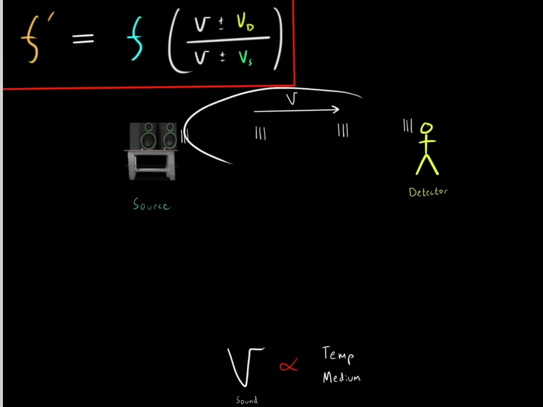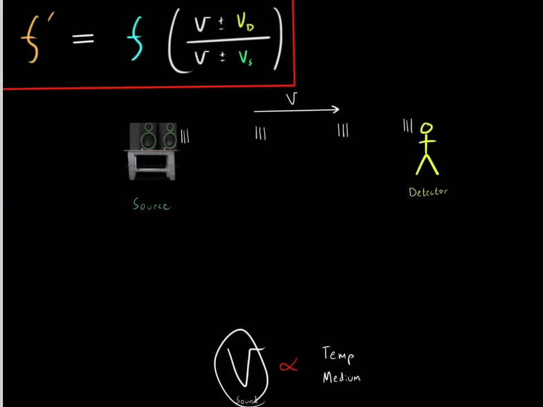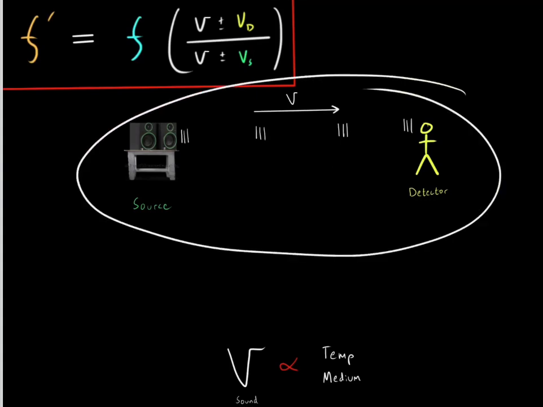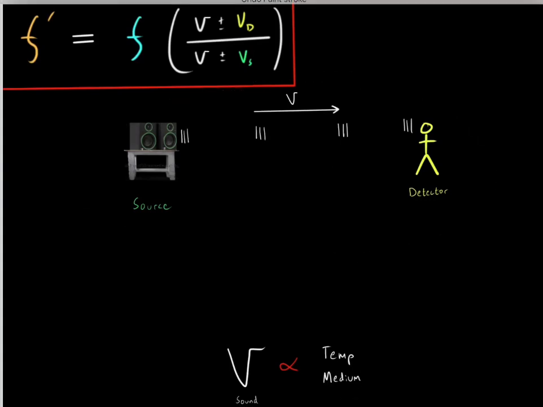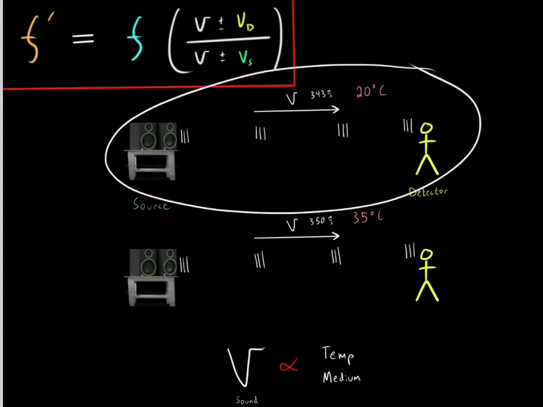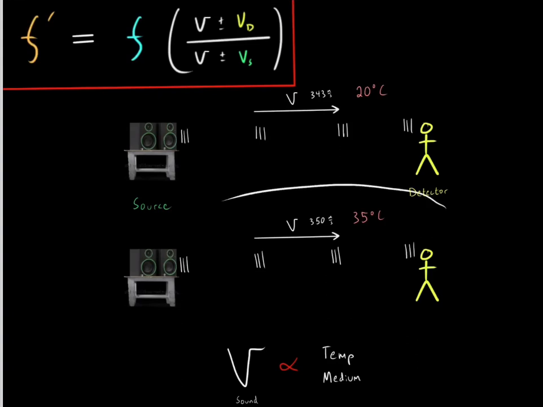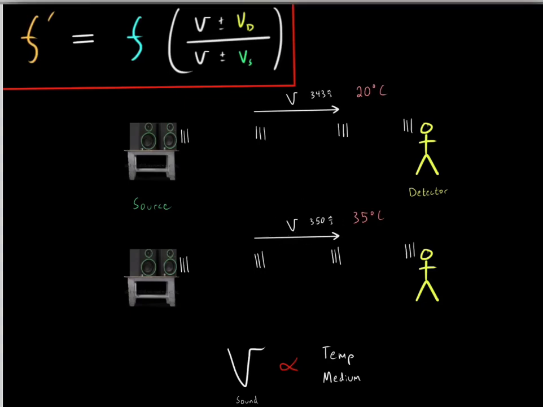So let's imagine this speaker is creating a sound wave. What is going to be the velocity of this sound wave? Well, the velocity of sound is determined based on the temperature of the room and the medium in which the sound wave travels through. So what do I mean? Let's imagine two different rooms. Let's say this room has a temperature of 20 degrees Celsius. Well, under that temperature, this sound wave will travel at a velocity of 343 meters per second. However, if we have a different room that has a temperature of 35 degrees Celsius, then this sound wave will travel at 350 meters per second.